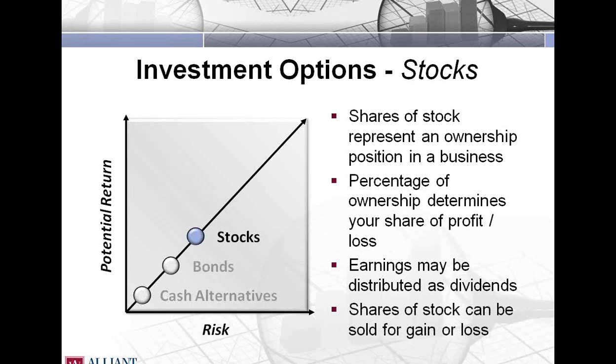If you purchase stock, you can make money in one of two ways. First, corporate earnings may be distributed in the form of dividends, usually paid quarterly. Secondly, you can sell your shares. If the value of the company's stock has increased since you purchased it, you'll make a profit. Of course, if the value of the stock has declined, you'll lose money.